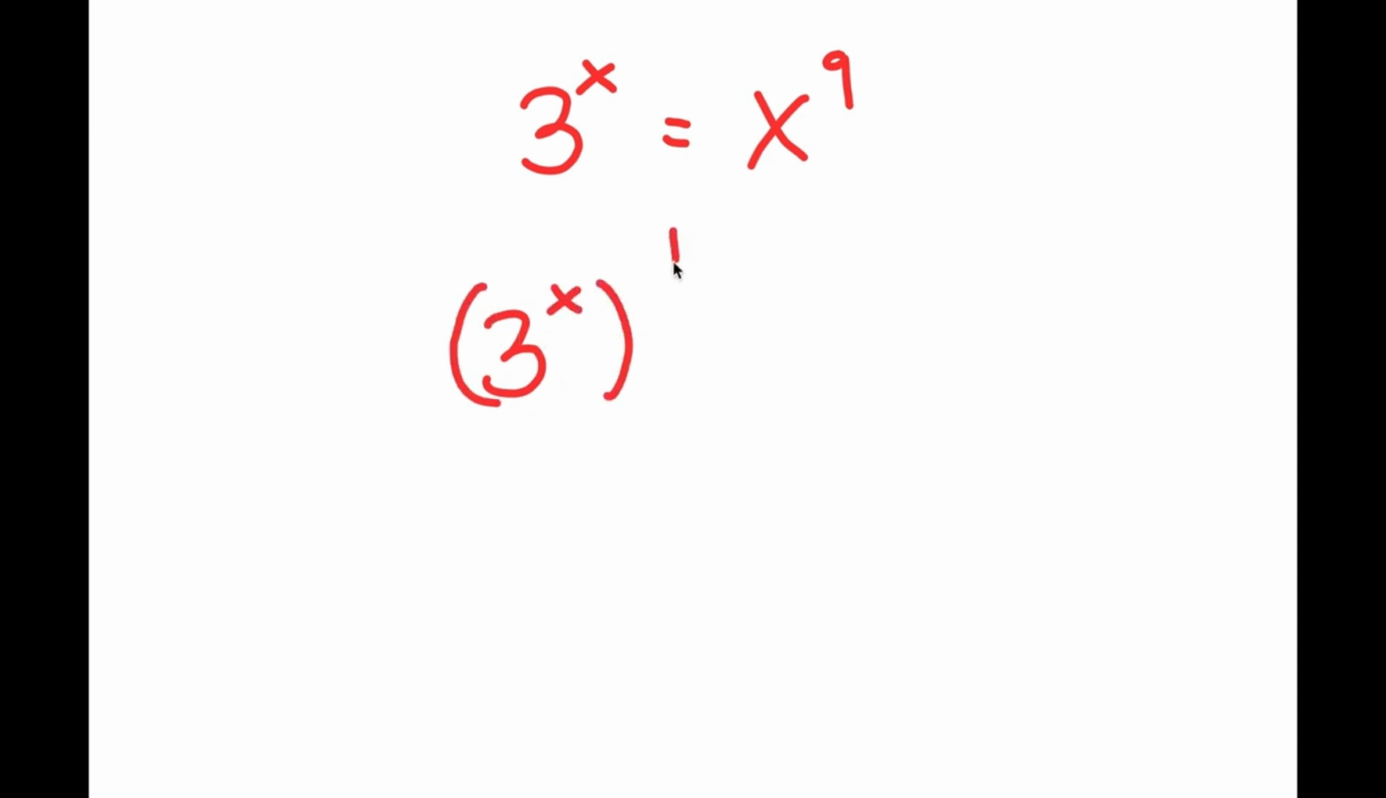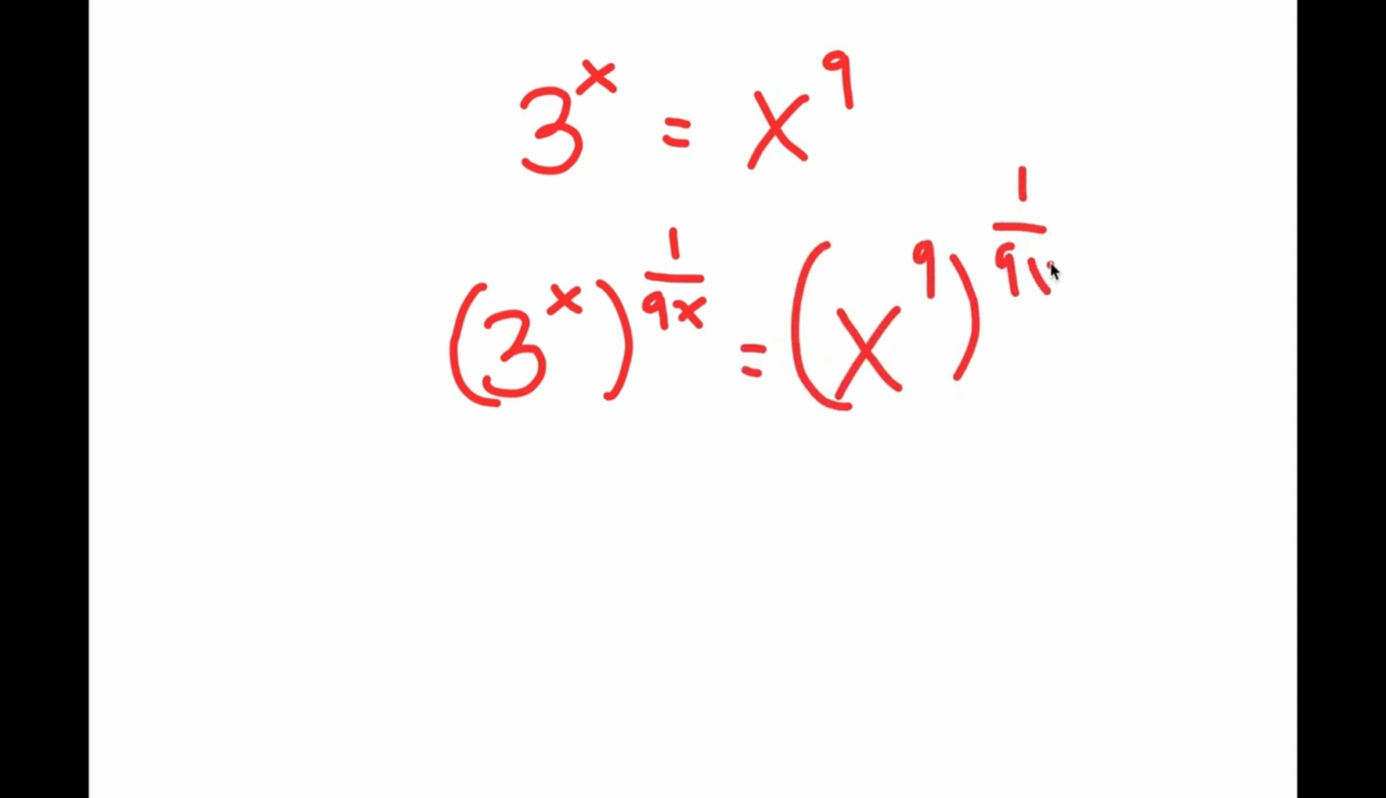Alright, so in this equation, I'm going to be solving 3 to the power of x is equal to x to the power of 9. To solve this, what I'm first going to do is take the power of 1 over 9x on both sides. So I get 3 to the power of x, to the power of 1 over 9x, is equal to x to the power of 9, to the power of 1 over 9x.